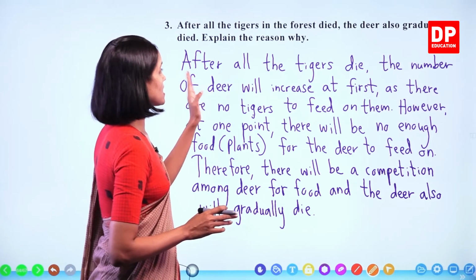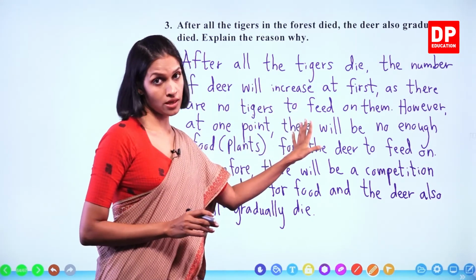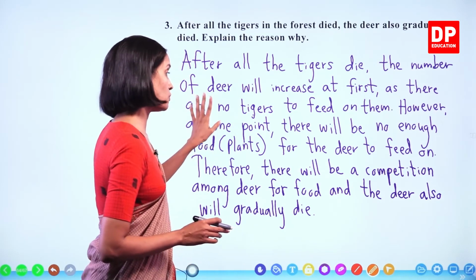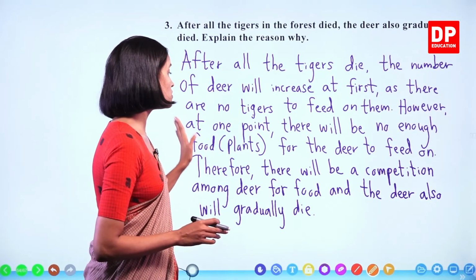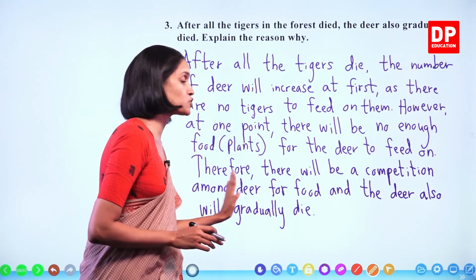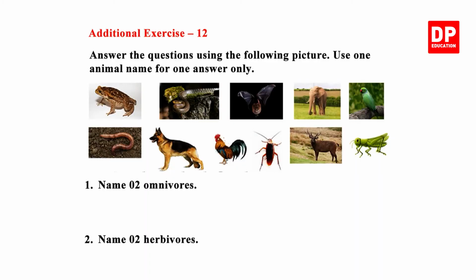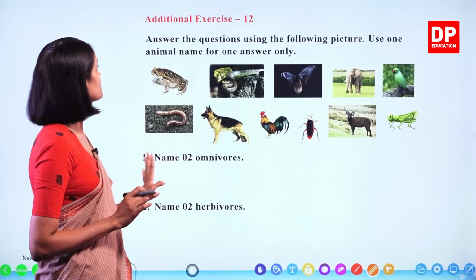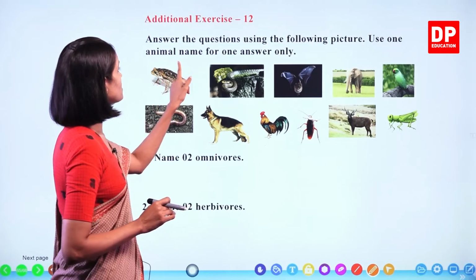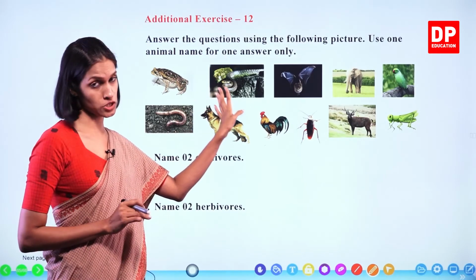After all the tigers die, the number of deer will increase at first, as there are no tigers to feed on them. However, at one point, there will be not enough food or plants for the deer to feed on. Therefore, there will be a competition among deer for food, and the deer also will gradually die. Right, children? We'll move on to the next. Right. So this is our last exercise for the lesson. Answer the questions using the following picture. Use one animal name for one answer only. Right? Now we are familiar with these type of questions.